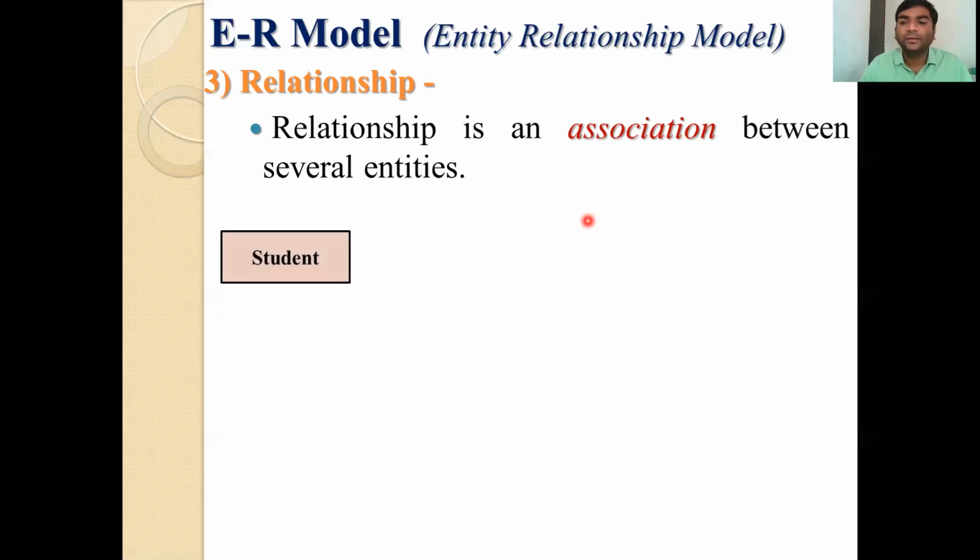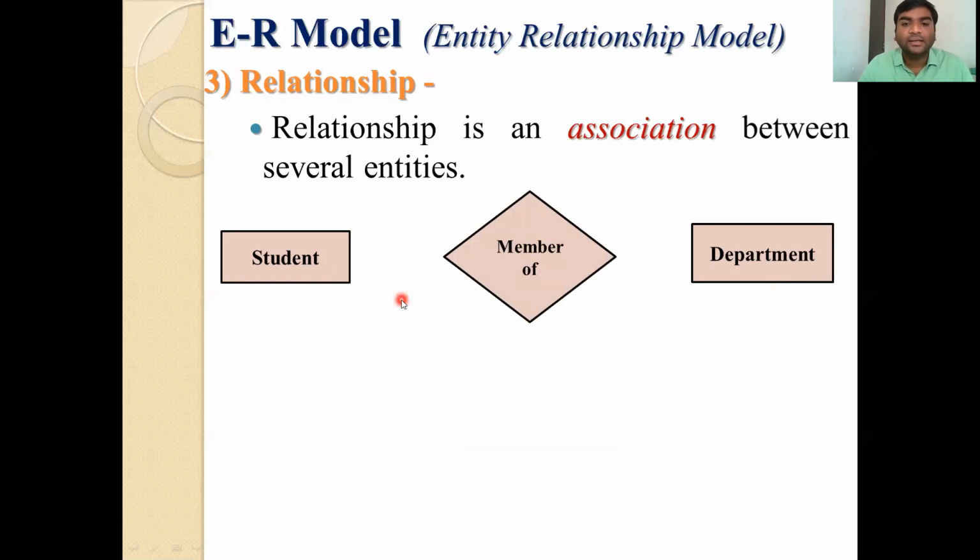Suppose we consider one entity, that is the student. Another entity is a department. So every student is related with a particular department. Suppose you are a computer engineering student, so your department is computer engineering. There are also other departments: civil engineering, mechanical engineering, electronics engineering. But which is your department? Your department is computer engineering. So consider student as one entity and department as another entity. So students are members of the computer engineering department.